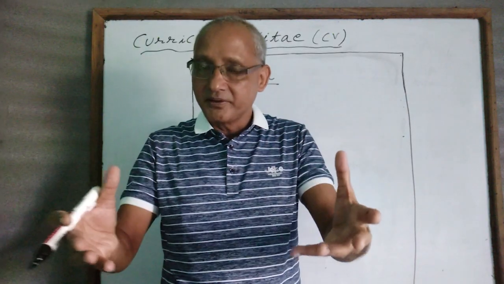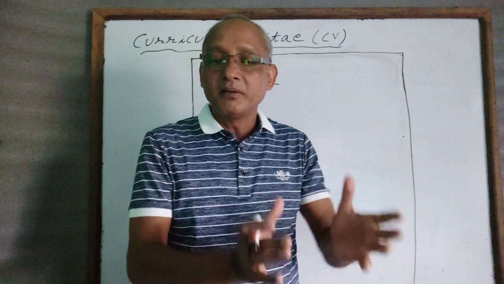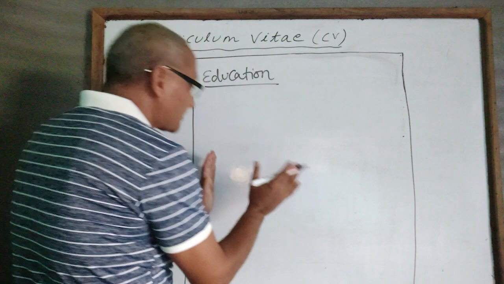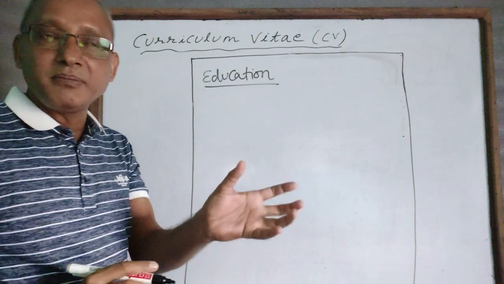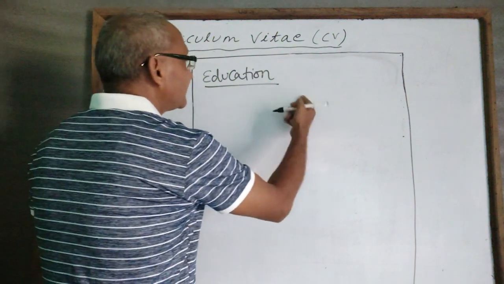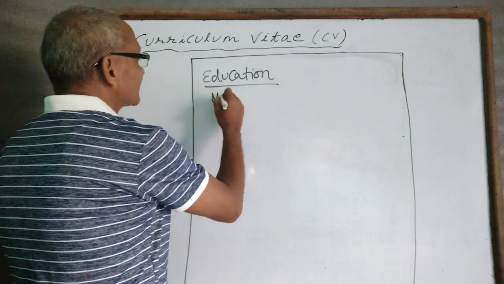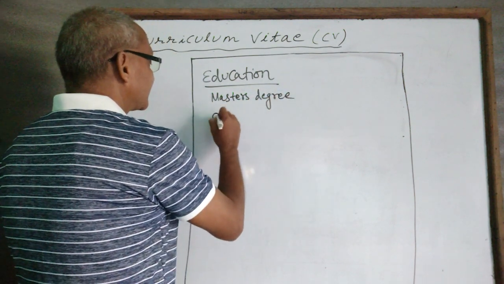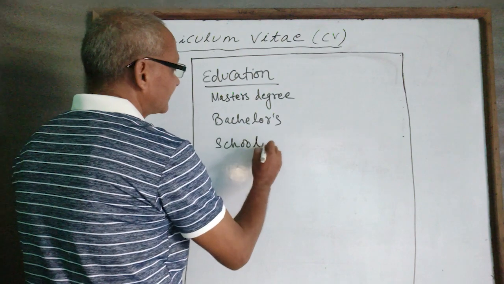Now we come to education, that is your academic qualification. When mentioning education, it's very necessary that you at least mention your academic profile in reverse order. Let's start: what is your final education, I mean the latest education you achieved? For example, if you have a master's degree, before that, bachelor's, then you have your schooling.